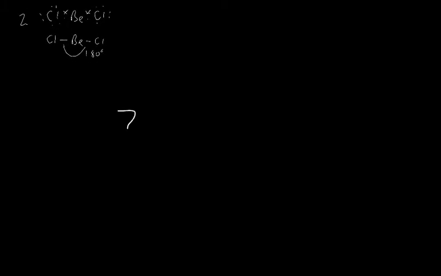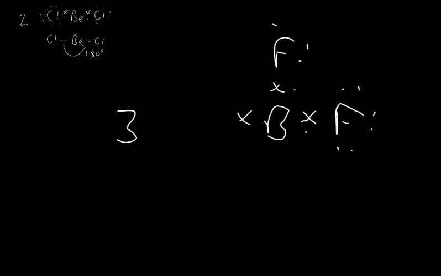Okay, let's go 3. Boron, good old boron. So B for boron, 1, 2, 3 electrons now. Let's have boron fluoride. There we go. 3 non-bonding pairs of electrons or lone pairs around each fluorine, like that.